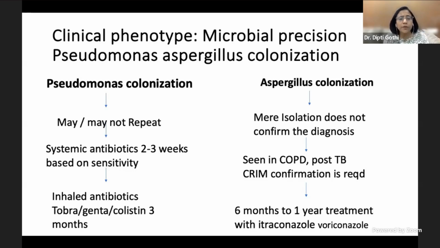Systemic antibiotic for 2-3 weeks, either IV or oral, followed by inhaled antibiotic in terms of Tobra, Genta, or Colistin for 3 months is recommended, and highly recommended for patients with Pseudomonas. So if you find Pseudomonas, please try and treat it, because this will really improve the quality of life of the patient and prevent repeated exacerbations.